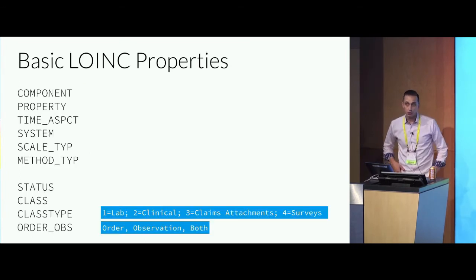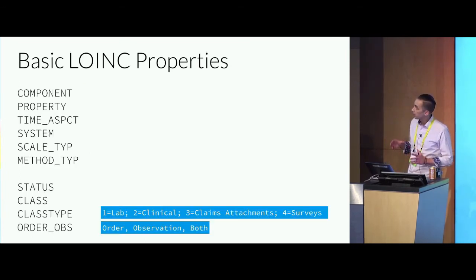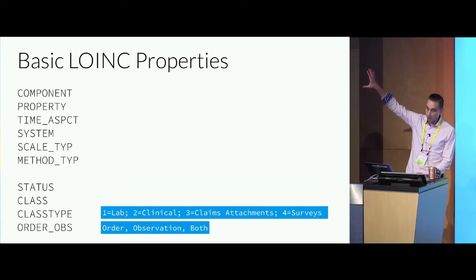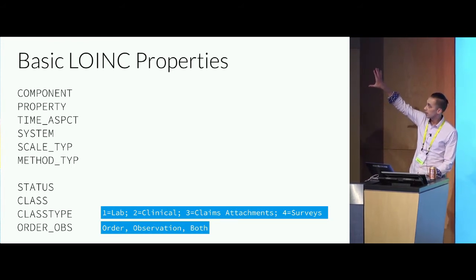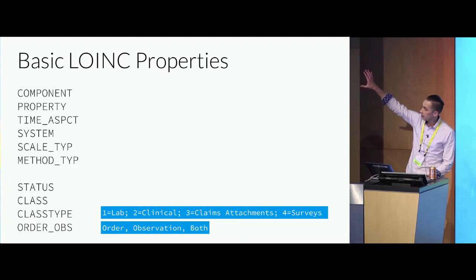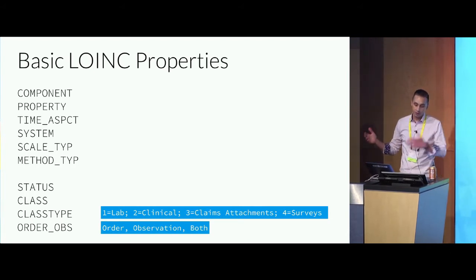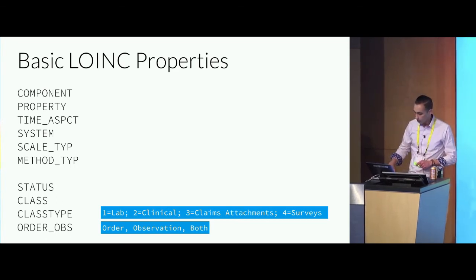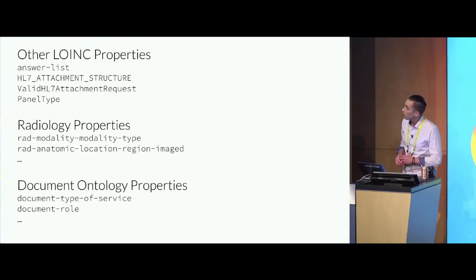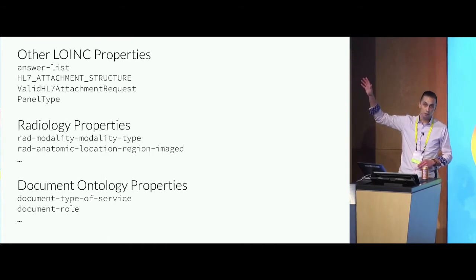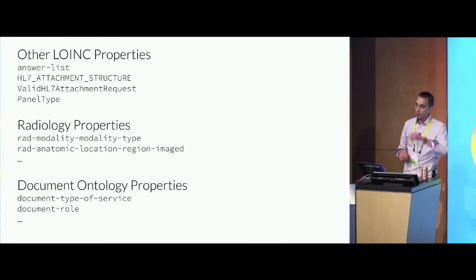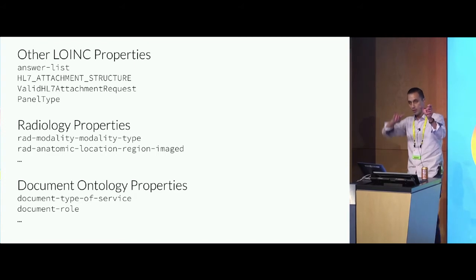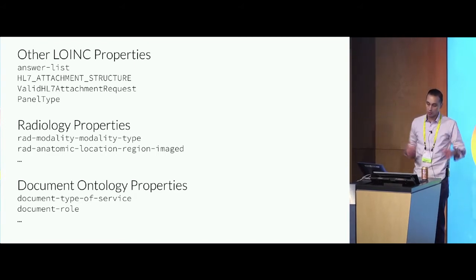For each main LOINC term in there, there's a basic set of properties which include the formal semantic model pieces, and some key metadata attributes: the term status, whether it's active or retired, its class, and a few other bits. We also have another set of properties that are available. For example, you can look at the LOINC term and ask what answer list is associated with this term.